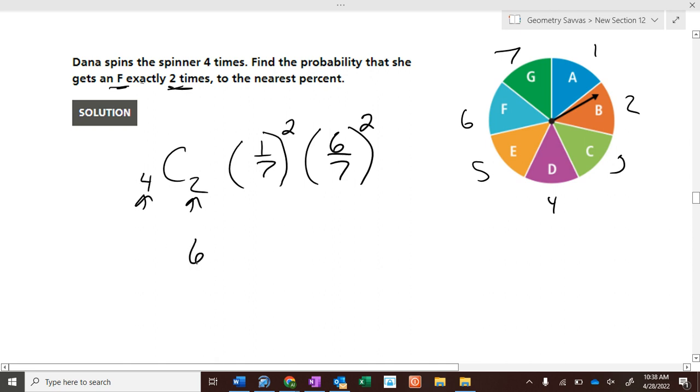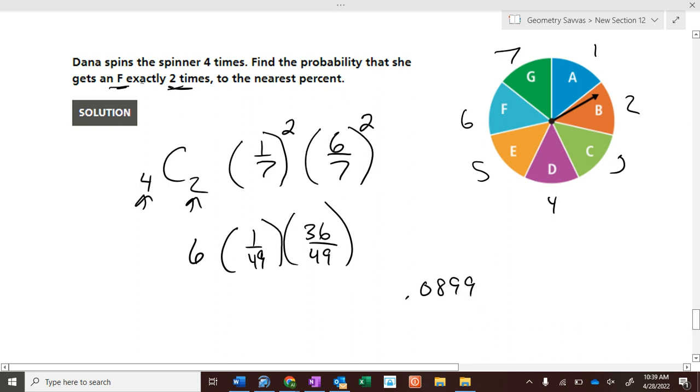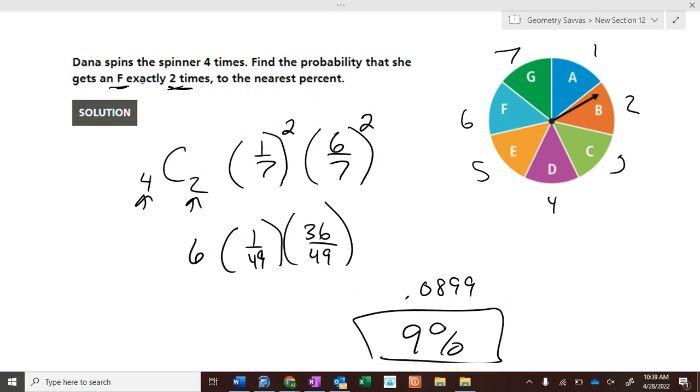So 4 combination 2 is 6. 1 over 7 squared is 1 over 49. 6 over 7 squared is 36 over 49. If you multiply all that out, that's about what percent? 8%? It's 0.0899. So that rounds up to about a 9% chance of spinning the spinner and getting F twice out of 4 spins. Okay?